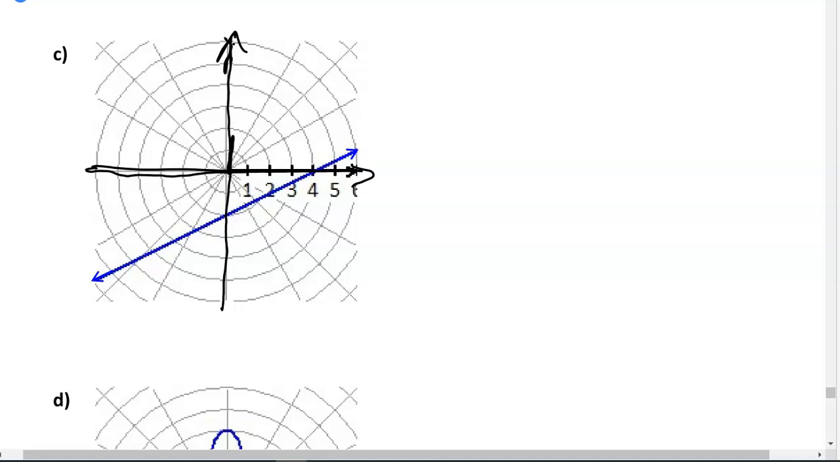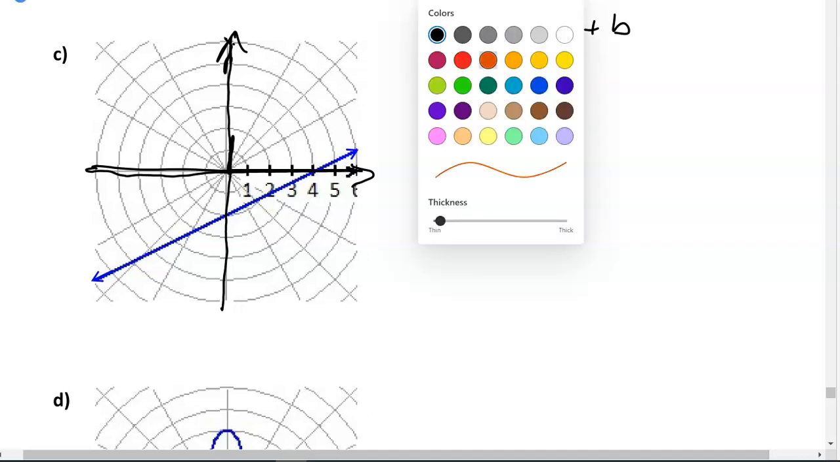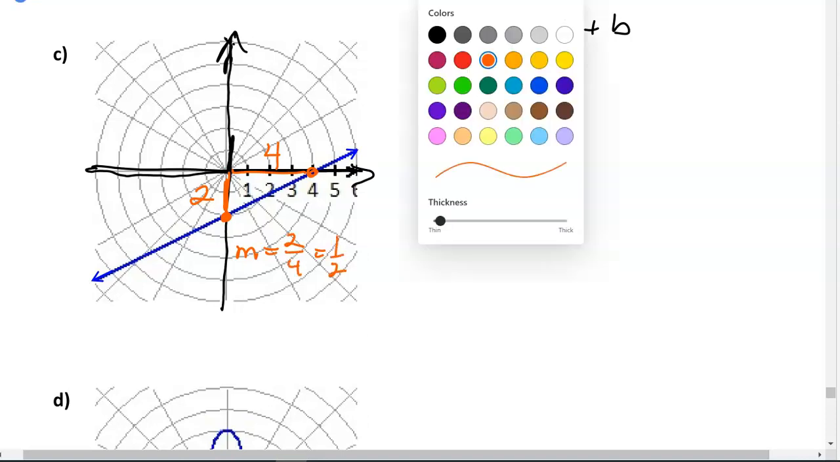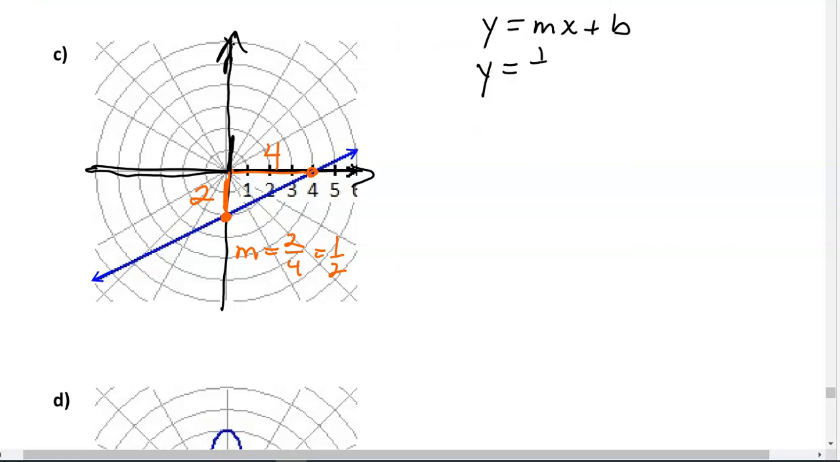So for this line, we know it's in the form y equals mx plus b, and our slope can be found using those two intercepts. I would encourage you to use the y-intercept and the x-intercept to find the slope. Goes up 2 and over 4, so it looks like our slope is 2 over 4 or 1/2. So y equals 1/2 x, and then our y-intercept is -2, so -2.